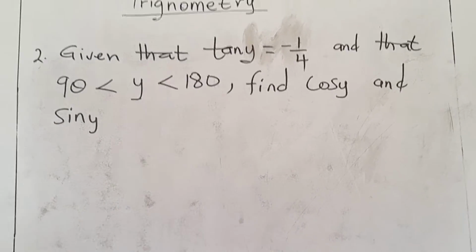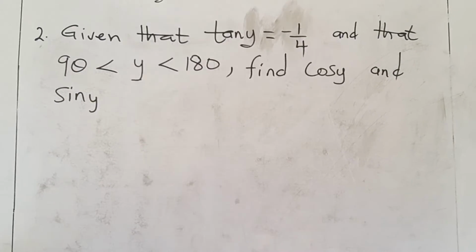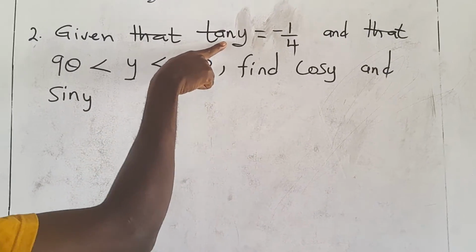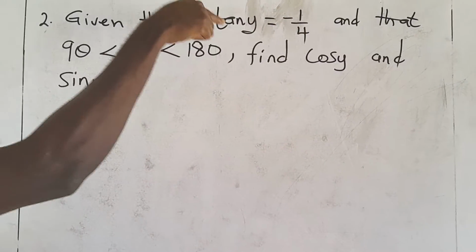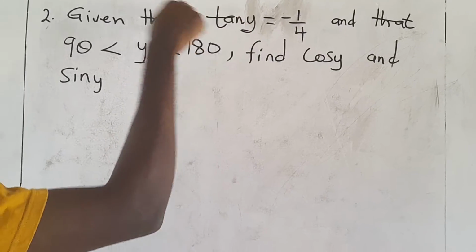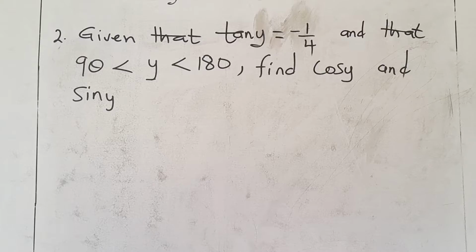And what happens in the second quadrant? In the second quadrant, only sine is positive. That buttresses our point that the tan y given is negative. So cos and tan are negative in that very quadrant. Remember, only sine is positive.